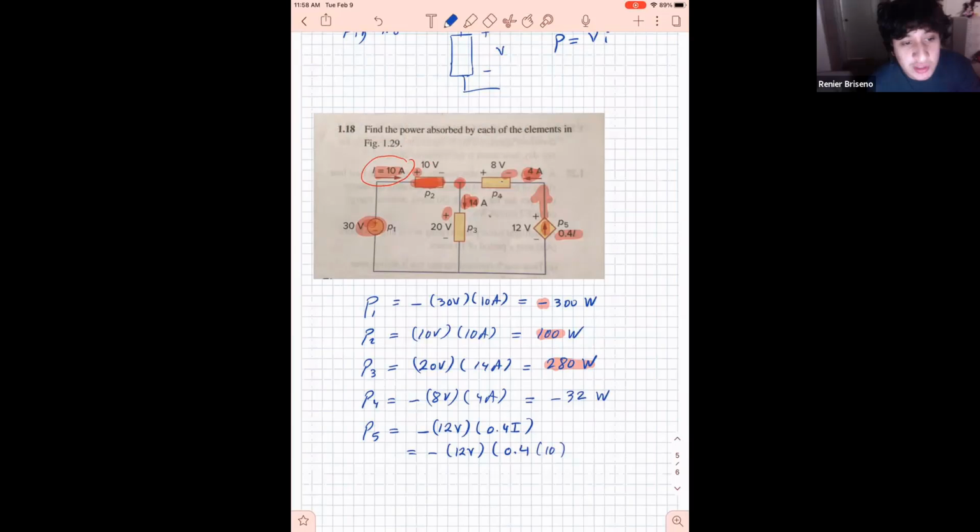Is it always going to be the current that's provided by the battery, or in this case, it's just that I? No, only in this case. It could be any current. It could be anything, yes. So that will give me negative 48 watts.